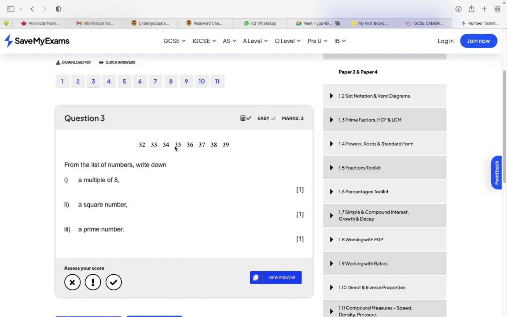8 times 3 is 24. 24 is a multiple of 8. 8 times 4 is 32. 32 is a multiple of 8. So you can see 32 is part of the list. 8 times 5 is 40, so the list didn't get to 40. So from this list of numbers, the only multiple of 8 is 32. 33 is not. In fact, it's an odd number. 34 is not. 35 is not. 36 is not. 37 is not. 38 is not. And 39 is not.